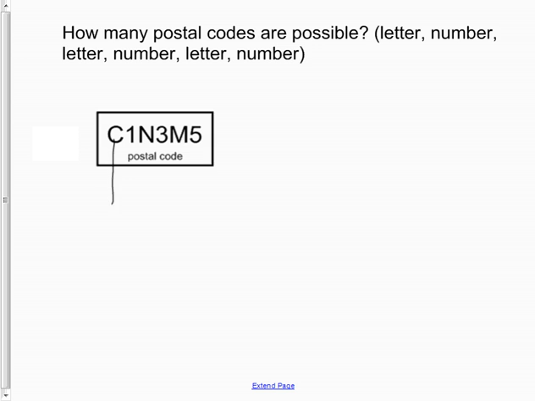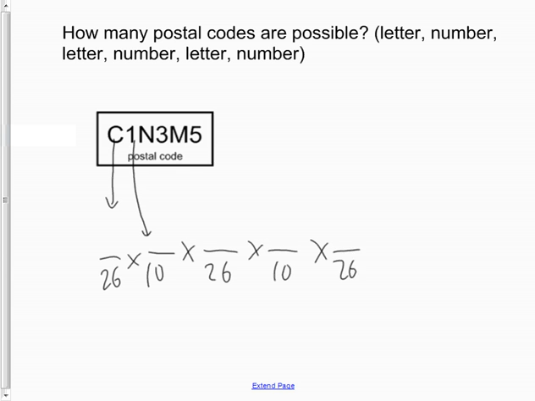Well, if we look at the first letter, there are 26 different letters you can use, right? In number, there are 10 different numbers you can use, including 0. For this next letter, you have 26. For the next number, you have 10. For the next letter, you have 26. And for the last number, you have 10. So if you think about it, this is letter, number, letter, number, letter, number. It's not asking you for any specific postal code. It just wants you to say how many possible combinations are there.